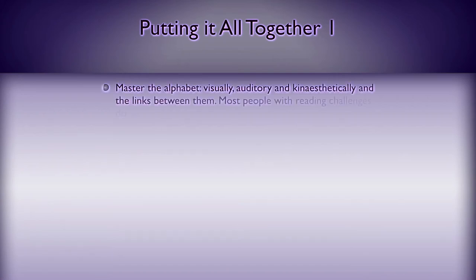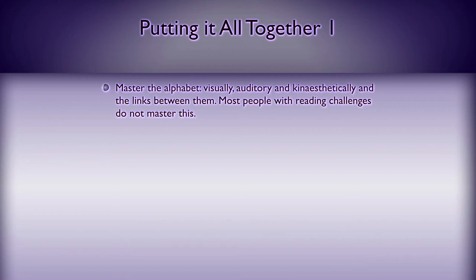Now let's start putting everything together that we have learned so far in the course. We have to master the alphabet, mainly visually, obviously auditorily, and kinesthetically, and the links between them. Kinesthetically, so we can write it. Most people with reading challenges never actually master this. You now know how to do it.